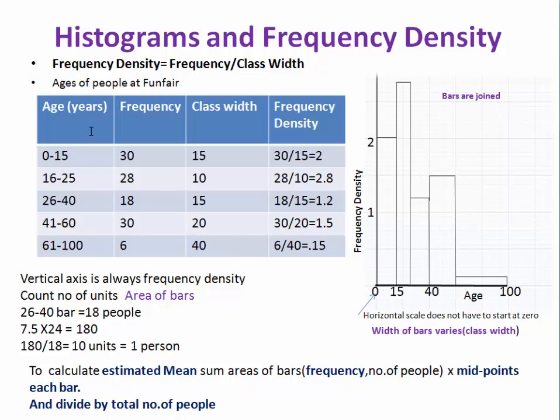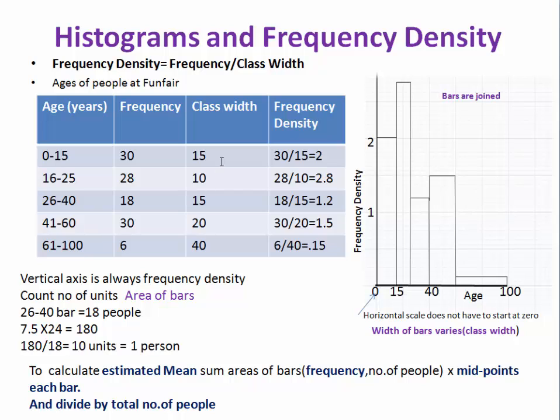So in our table of ages of people at a fun fair, we're given that 30 people have an age between 0 to 15, 28 people have an age between 16 to 25, 18 people have an age between 26 to 40, 30 people have an age between 41 to 60, and 6 people 61 to 100.